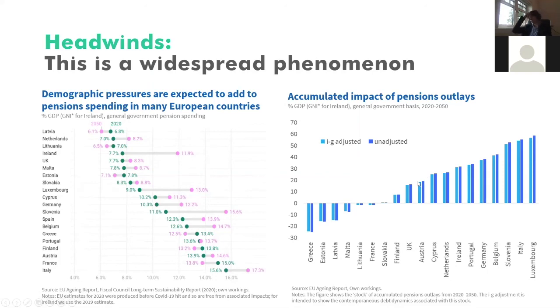for comparative reasons. And on the right-hand side, we accumulate this stock. So if you imagine it as a kind of contribution to debt ratios, and also being influenced by I minus G, you find that actually it doesn't really make much of a difference. The accumulation is still very large, particularly for some countries that face these problems more than others.